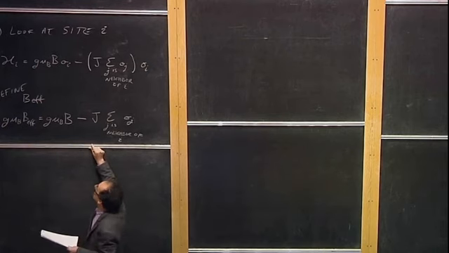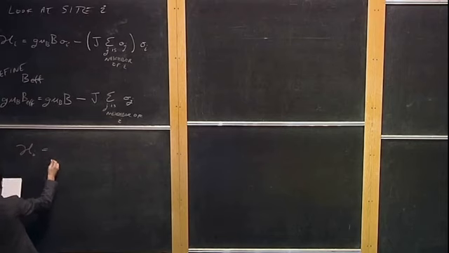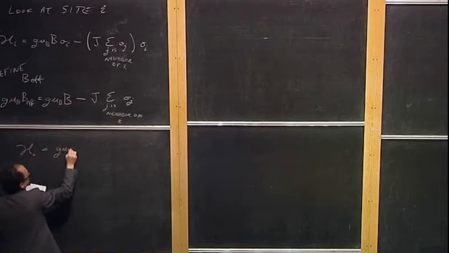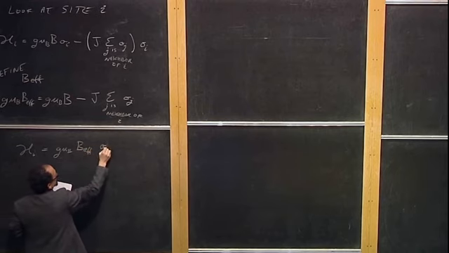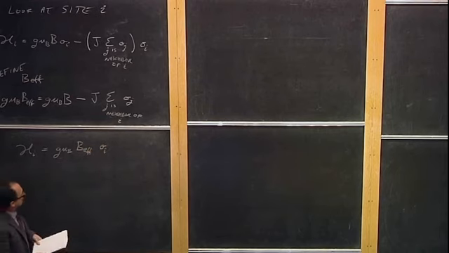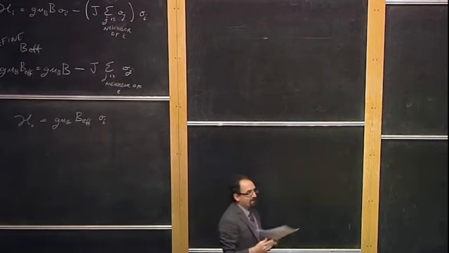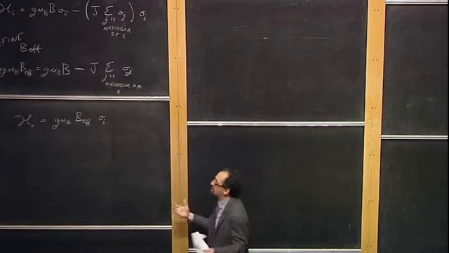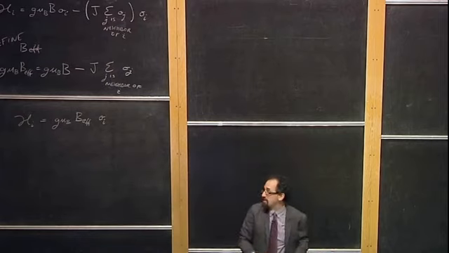Okay? In terms of this quantity, we can rewrite the Hamiltonian for site i as just g mu B, B effective times sigma i, which looks extremely simple. It just looks like a single spin, sigma i, coupled to an external effective magnetic field, B effective. And we know how to solve that. We solved that before, which is a single spin in a magnetic field. It should be easy, right?